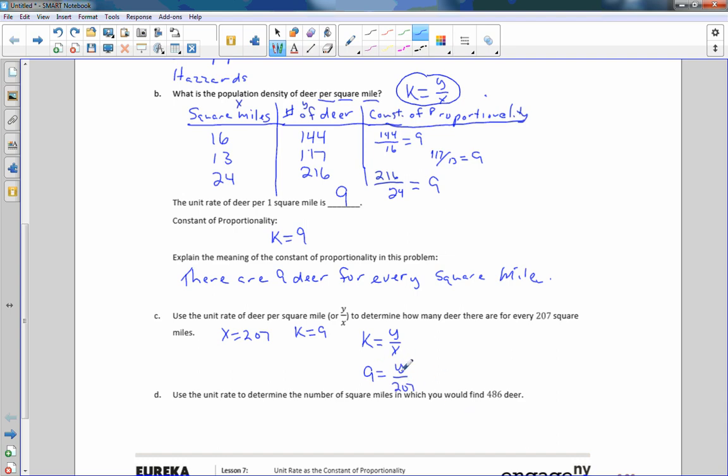Okay, so in order to find y, we need to get rid of this 207. And in order to solve for y, we need to do the inverse operation. Y divided by 207. The inverse of division is multiplication. So if I multiply the right by 207, let's just say 207 over 1, then I must multiply the left by 207 to keep the equation even, or equal. So these 207s cancel, and then we end up with y equals all by itself, and then just simply multiply 9 times 7 is 63, and 9 times 2 is 18. So 207 times 9 is 1,863 deer would be in that 207 square mile area.